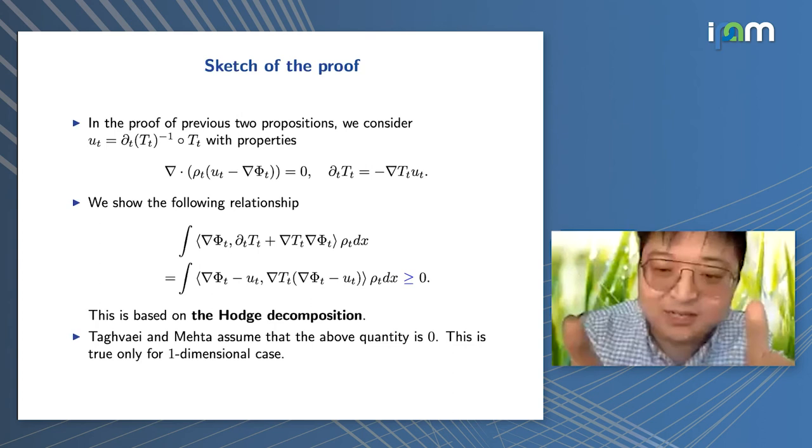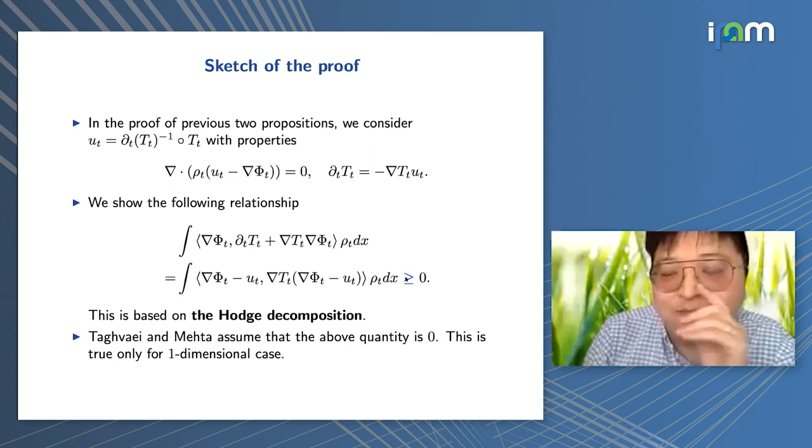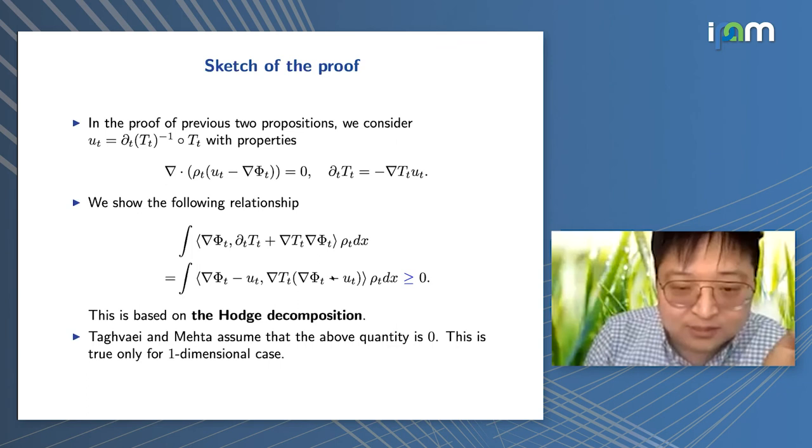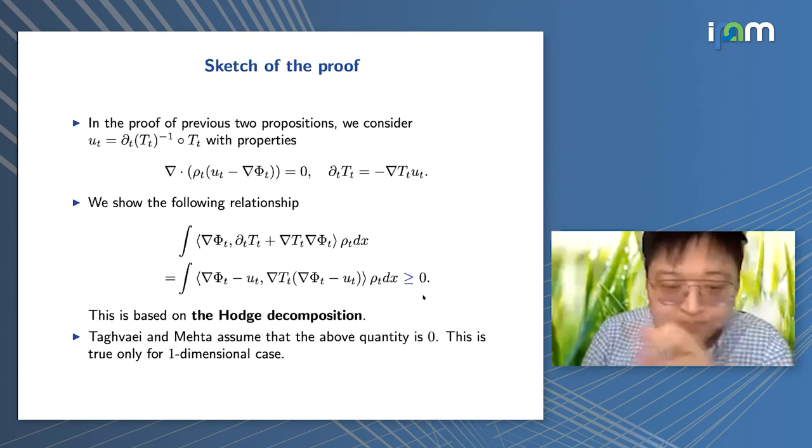And we address this question; Amir and Meta assume this quantity to be zero, which is only true in one-dimensional space. One-dimensional space has no Hodge decomposition, so everything is nice. But in large dimensional space, essentially, if you use the Wasserstein gradient flow, you will make sure there is one quantity in the dissipation of your Lyapunov function which should be non-negative, and it will improve as your dimension becomes higher and higher. Okay, there are some details I will skip here.